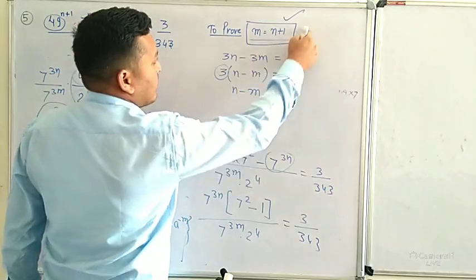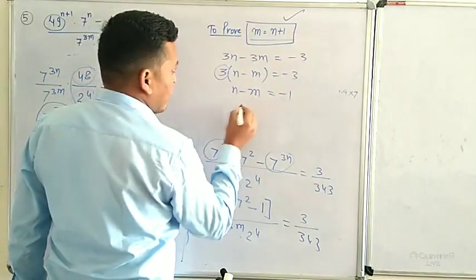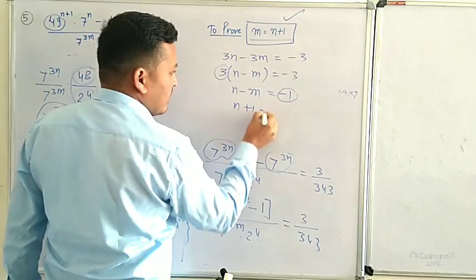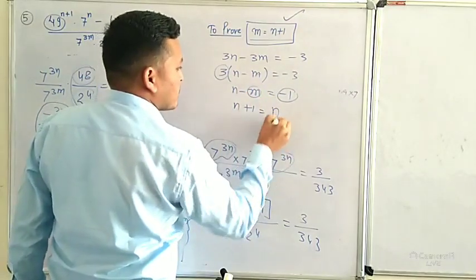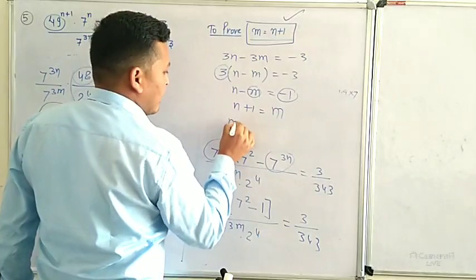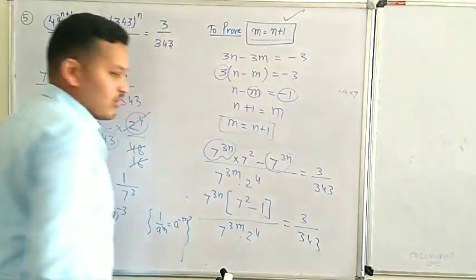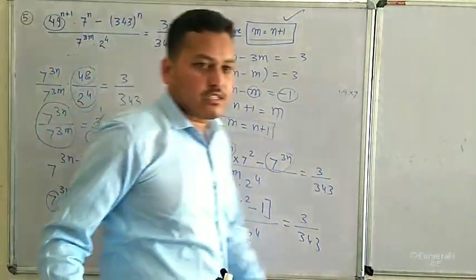So arrange this part according to the question. This one we can write: taking this part on the left hand side, n plus 1, and take this m on the right hand side to be equal to positive m. So finally our answer is m is equal to n plus 1, hence proved. Okay, I hope you understand this question sir.